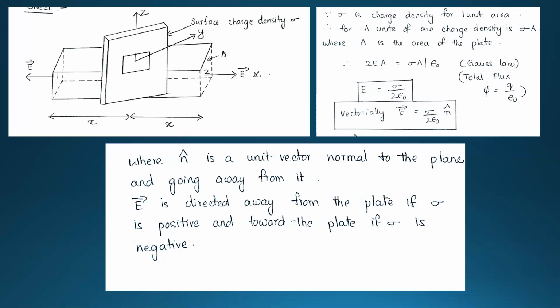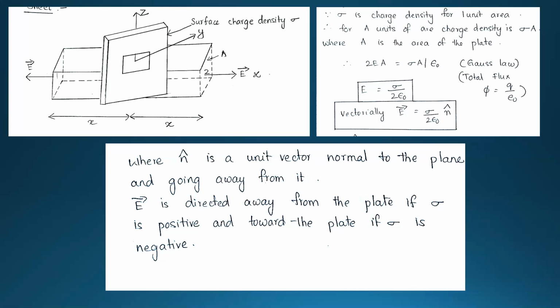This is in the magnitude form. Therefore, again we have to express everything in the vectorial form. So, vectorially, E bar is equal to sigma by 2 epsilon naught n cap, where n cap is a unit vector normal to the plane and going away from it. We all know about unit vectors, as I have already explained in my earlier videos.